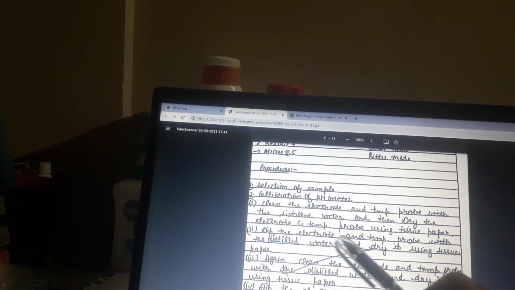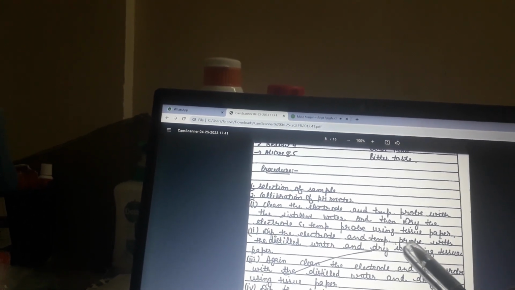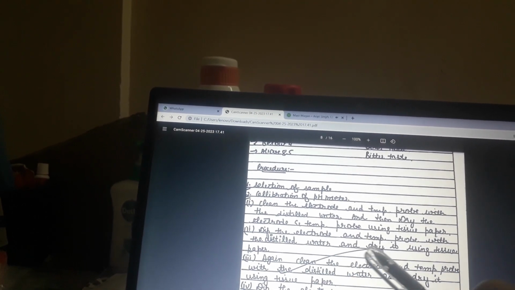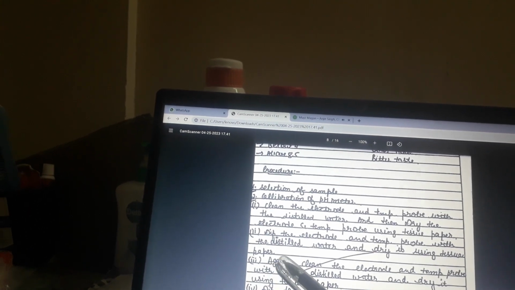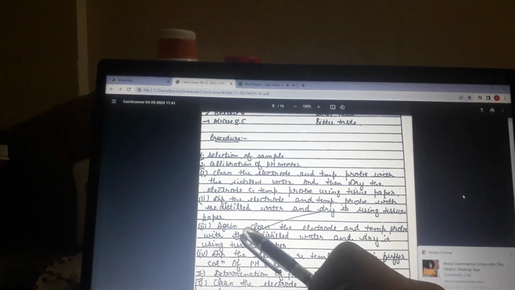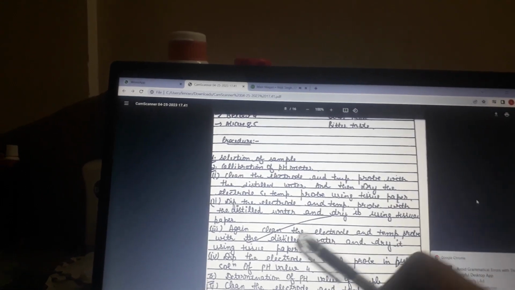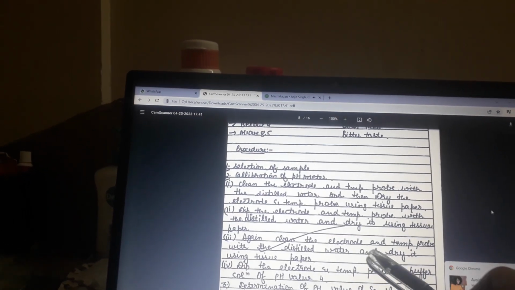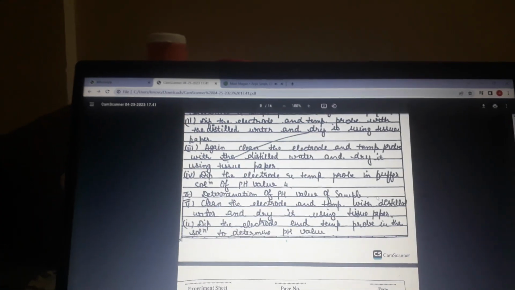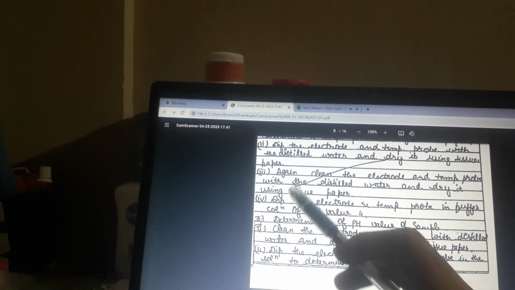Second, dip the electrode and temperature probe in the distilled water and dry it using tissue paper. Third, again clean the electrode and temperature probe with the distilled water and dry it using tissue paper. Fourth, dip the electrode and temperature probe in buffer solution of known pH value.